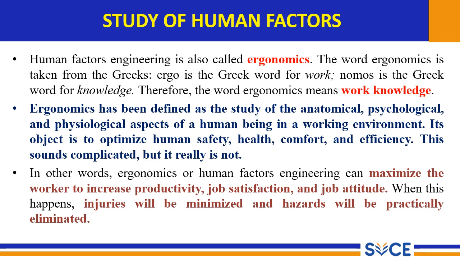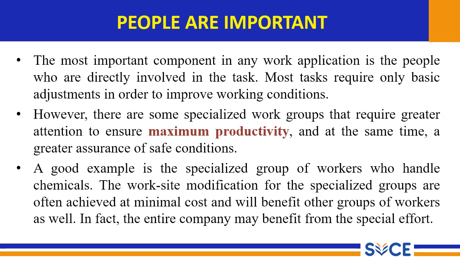In other words, we can say ergonomics or human factor engineering can help workers increase productivity, job satisfaction, and job attitude. When this happens, injuries can be eliminated or minimized, and hazards will be practically eliminated in the construction site. So people are important, right? The most important component in any work application is the people. People means the labor involved in the construction task.